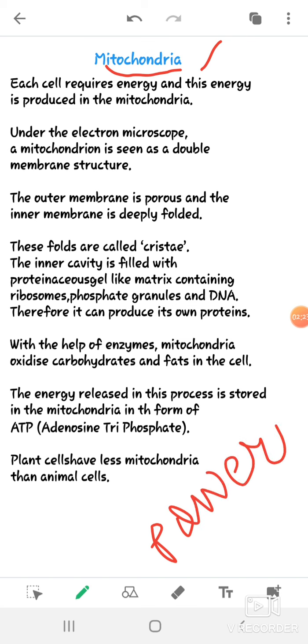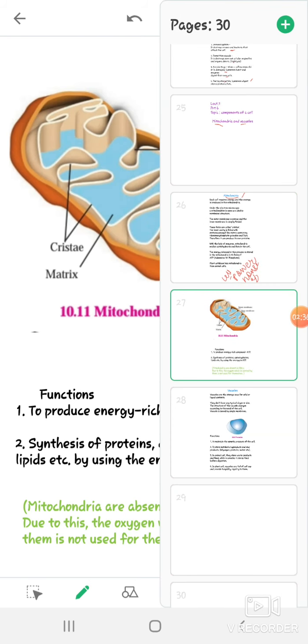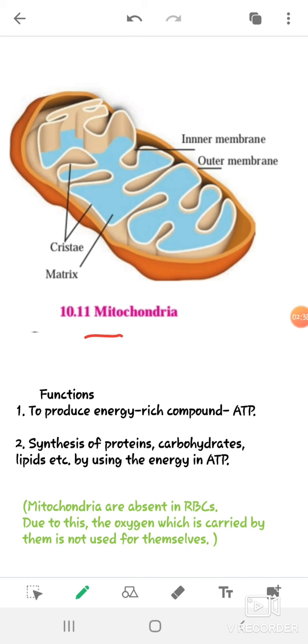What is it called? Powerhouse of the cell, that is nothing but the mitochondria. So let's see the structure of the mitochondria. See, this is the structure of a mitochondria. That brown color is the outer membrane, the sky blue color is the inner membrane, so it is a double membrane.